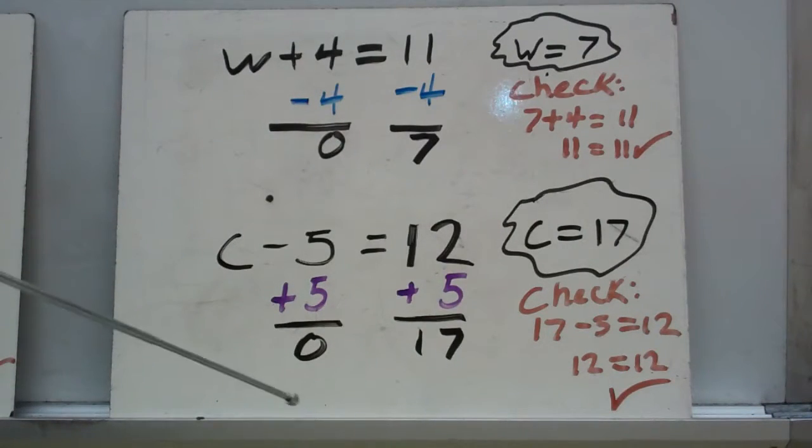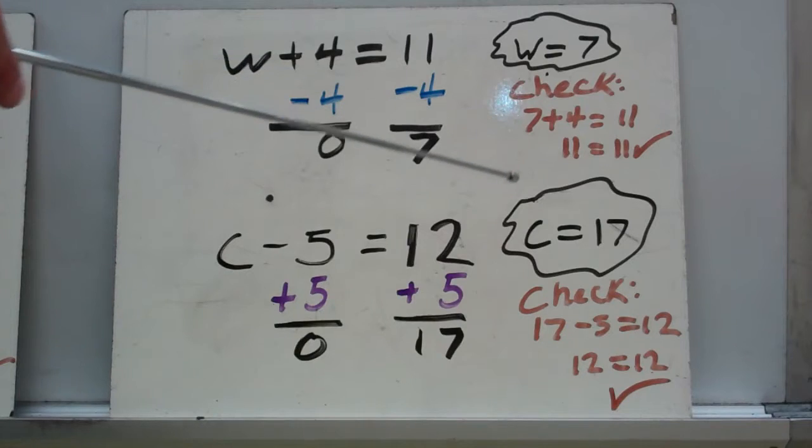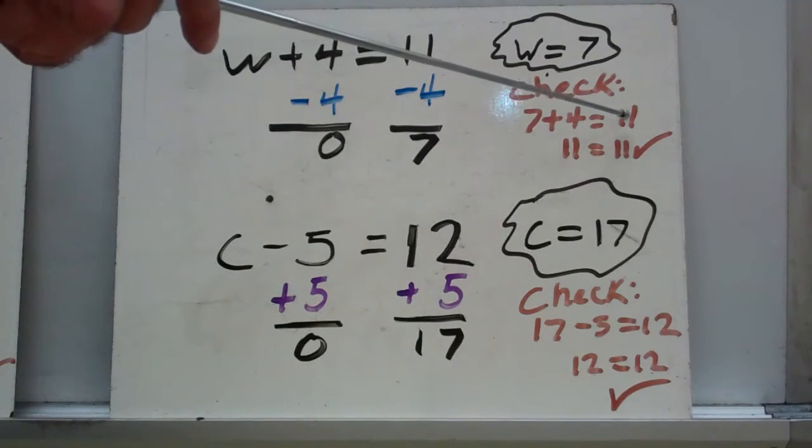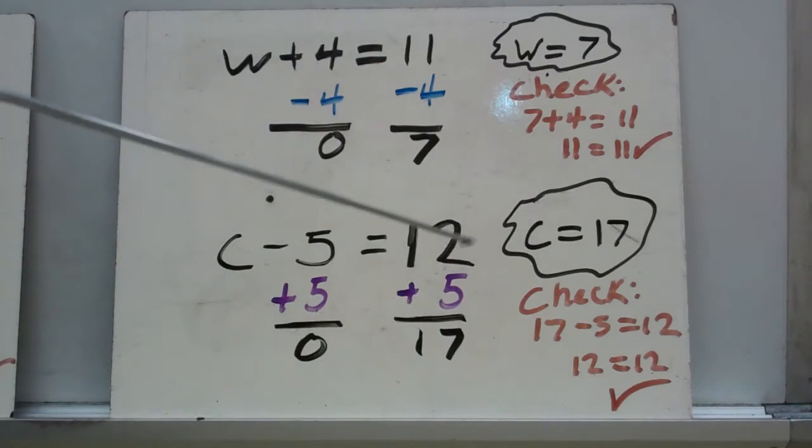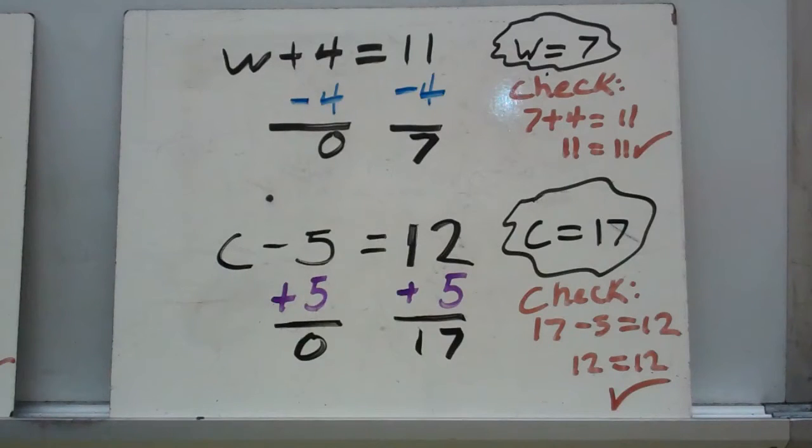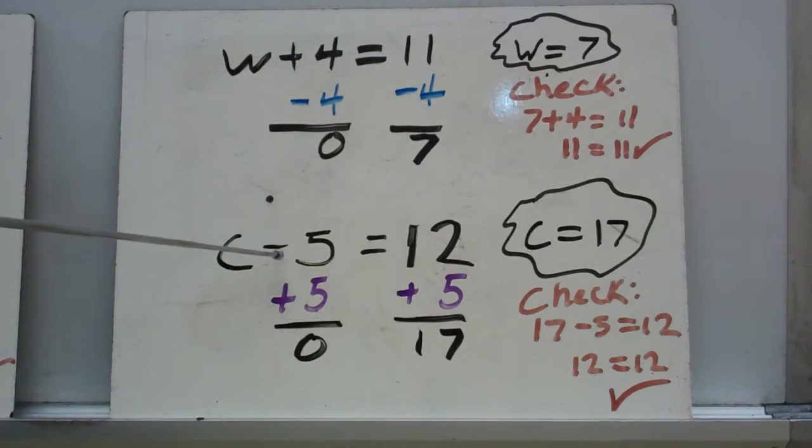Let's double check that. We can substitute 7 in for w. 7 plus 4 is equal to 11, and 11 is equivalent to 11, and that works out. In the problem on the bottom, we have c minus 5 is equal to 12. Well, again, we have a minus 5 here. And in order to get rid of that minus 5, we need to add 5 to both sides, because you want to move all of our constants over to here, to the right side.